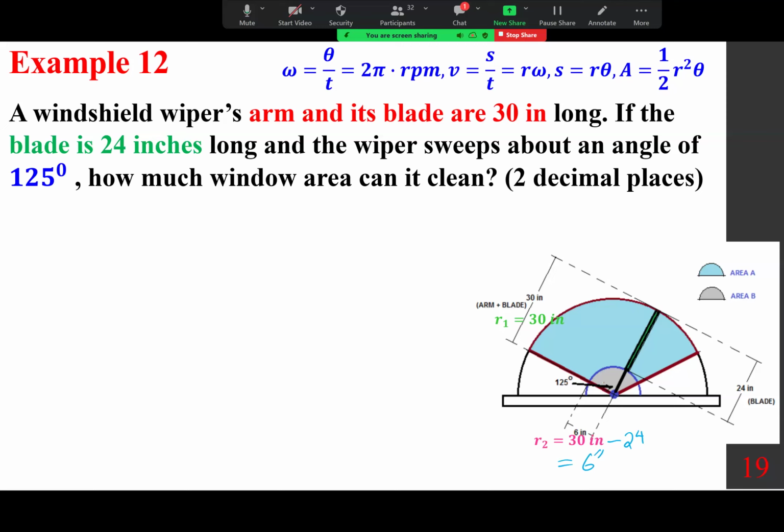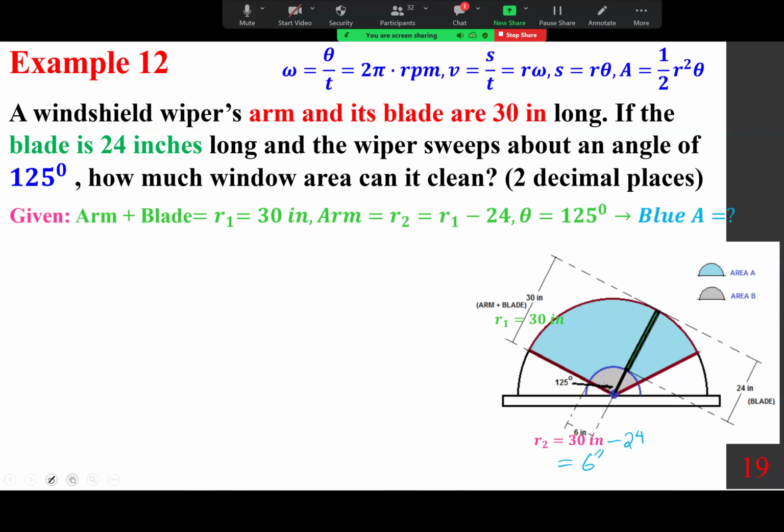So what is given? Arm and blade. We're going to call this entire thing R1, and it's 30 inches. The arm only is this much. They're telling us it's 6, but if we call it R sub 2, it's R1 minus 24, which makes it 6.